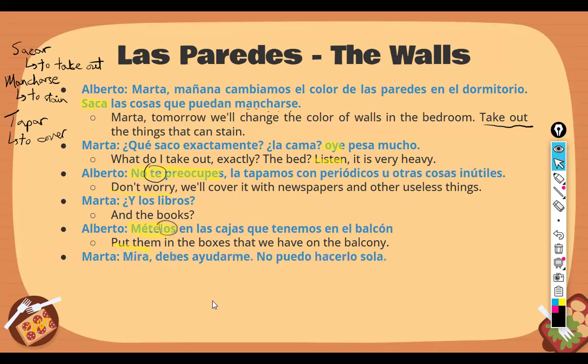All right, mira, debes ayudarme. So two commands here. Look, you have to help me. Well, you should help me. Debes isn't really a command. Deber means should, right? Debes ayudarme. No puedo hacerlo sola. I can't do it alone, right? So our next command is mira. Not debes, but mira.